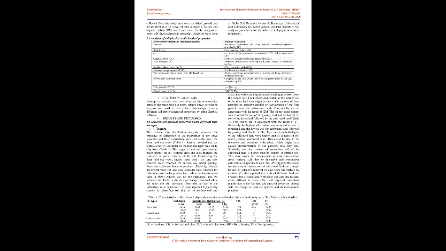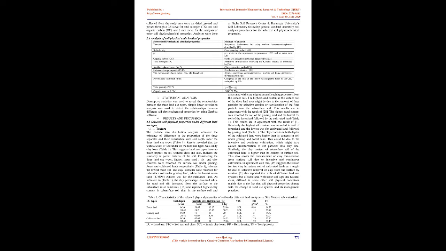4.1.1 Texture. The particle size distribution analysis indicated the existence of differences in the proportion of the three separates and their distribution with soil depth under the three land use types, Table 1. Results revealed that the textural class of soil under all the land use types was sandy clay loam, Table 1. This suggests land use types have not much impact on soil textural class and also indicates the similarity in parent material of the soil.